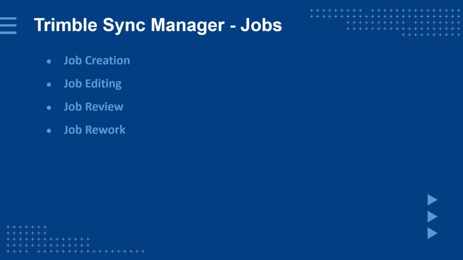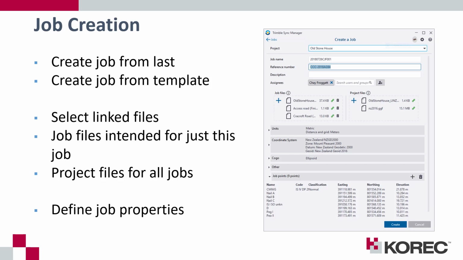So we'll go into the jobs: creating jobs, editing jobs, reviewing the job, and job rework. So this is your typical job. In your project, when your project is created, so it's called Old Stone House, you give it a job name, so you put in the date, the reference number, and you can give it a brief description. Assigned here to the user, you hit the plus arrow or look for a group of people, be it the utilities group, the roading group, or the road gang. You hit plus and you can key in the name, and it assigns the person, the user.